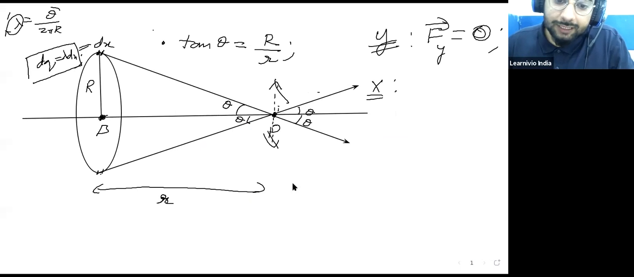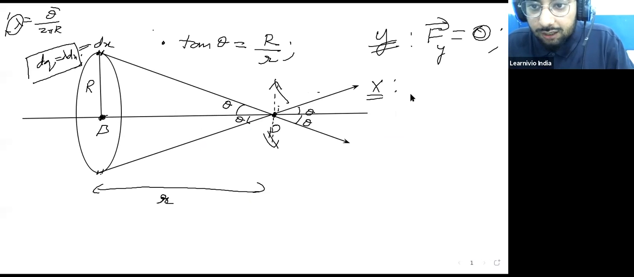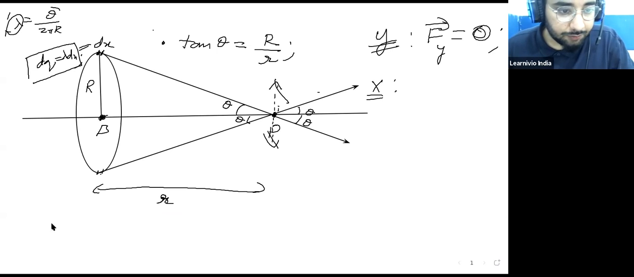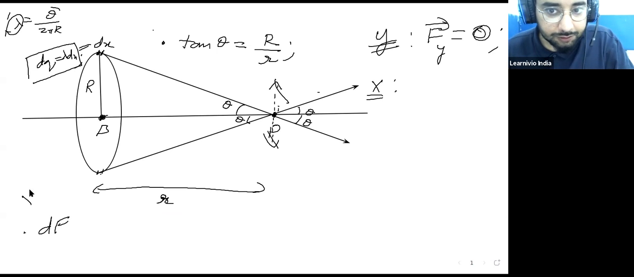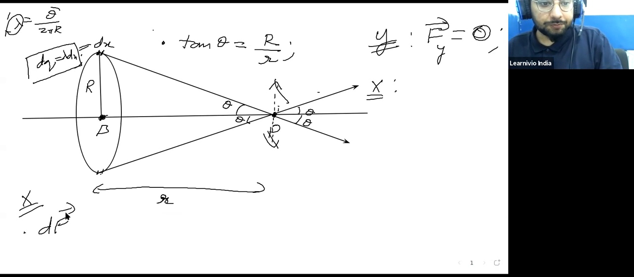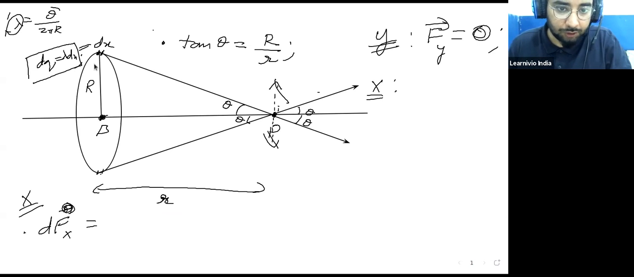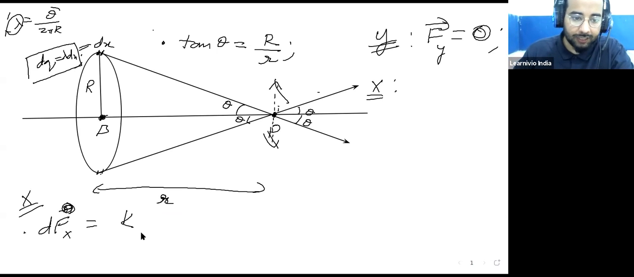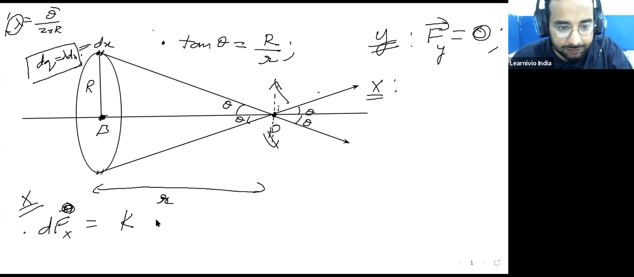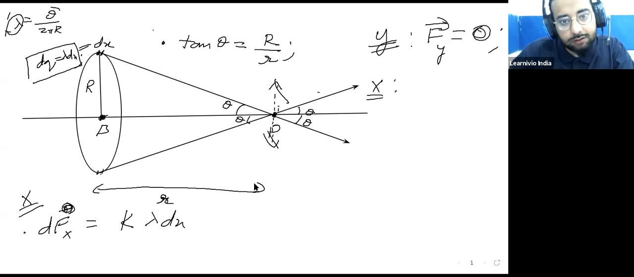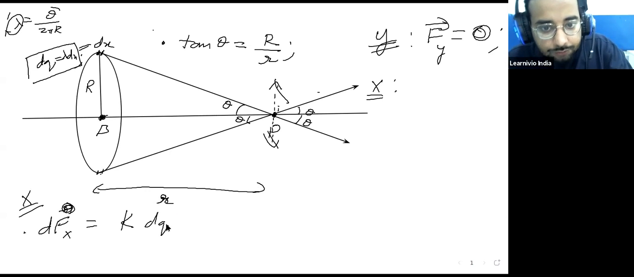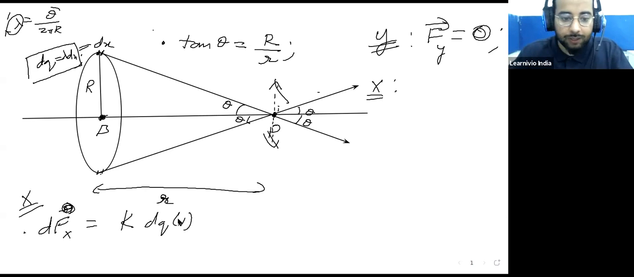Lovely. Okay, so let's see what is happening along the x-axis. The small differential along the x-axis, because of the small element here, will essentially just be k times the charge that is there, which is lambda dx, or let's just keep it as dq here. Then you have a test charge of 1 coulomb there, over the distance from this point to this point.